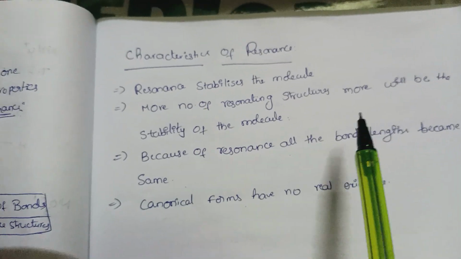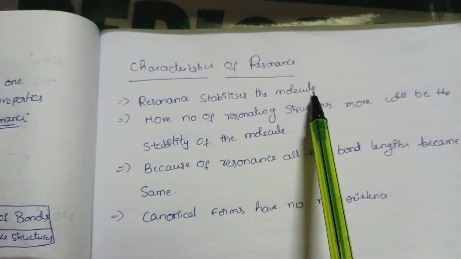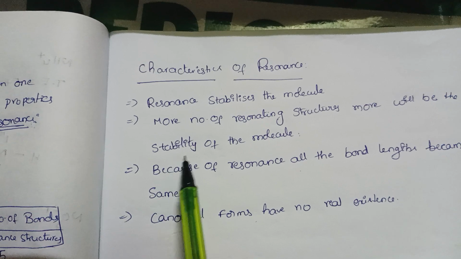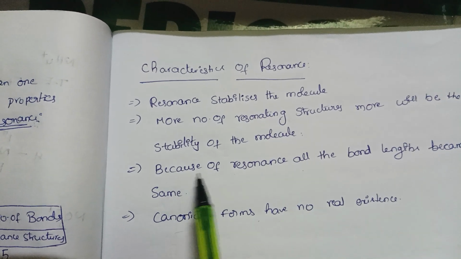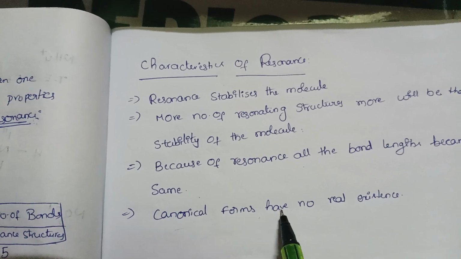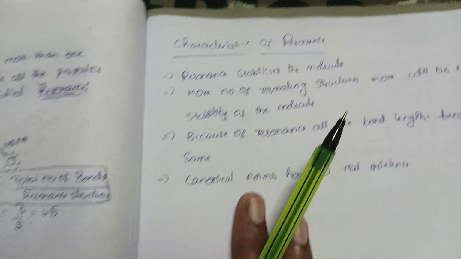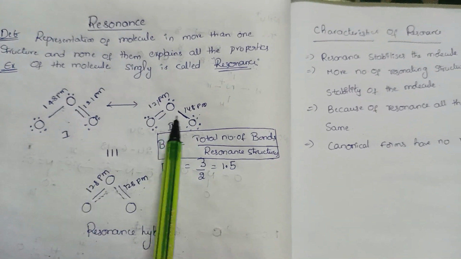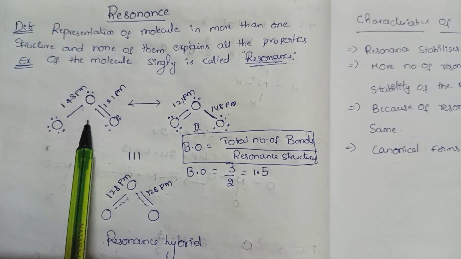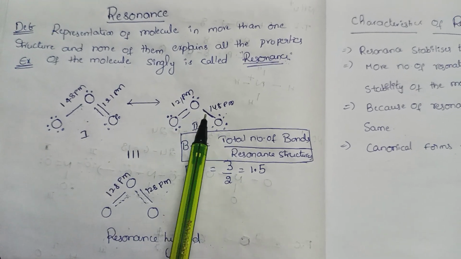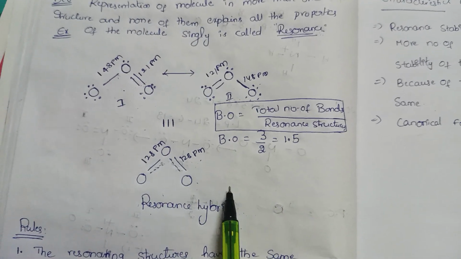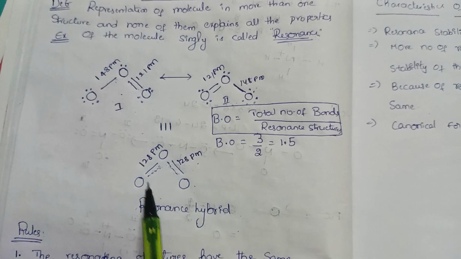Characteristics of resonance. Resonance stabilizes the molecule. The more the number of resonating structures, the more stable the molecule. Because of resonance, all the bond lengths become the same. Canonical forms have no real existence. These are the canonical forms, and they have no real existence. They are hypothetical only. Only the resonance hybrid has real existence.